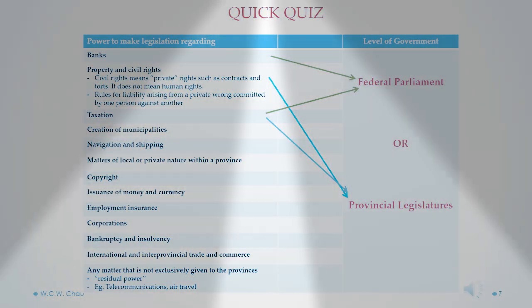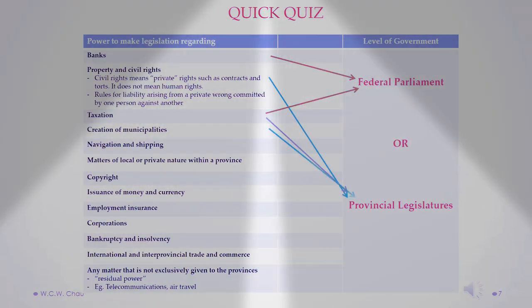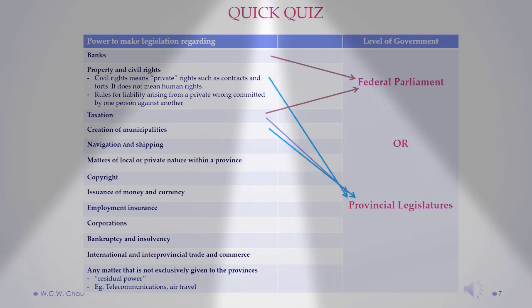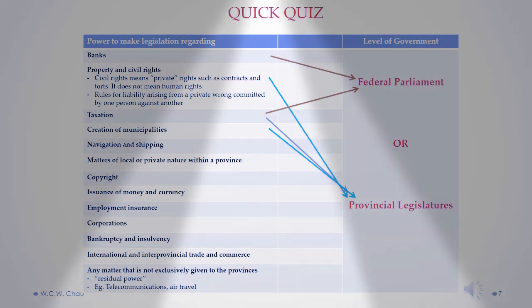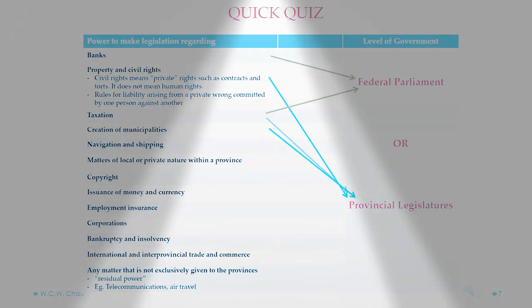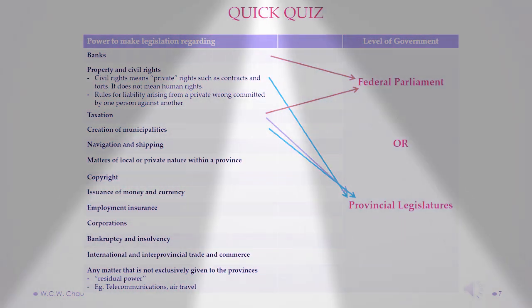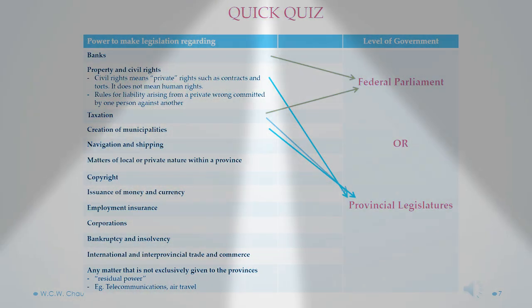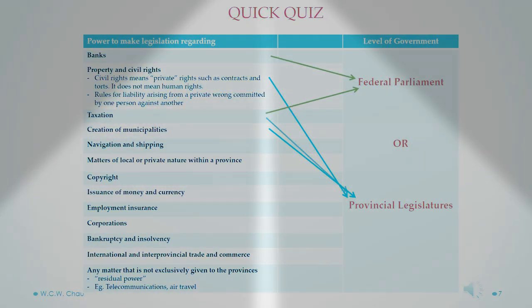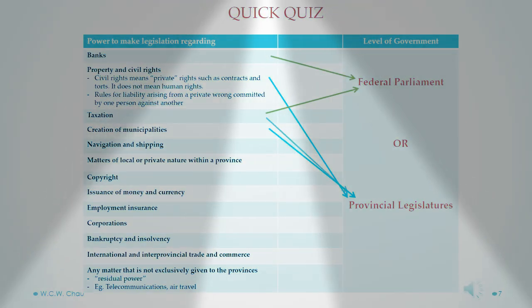The creation of municipalities belongs to the provinces under Section 92.8. So it's up to the provinces to create cities like the City of Mississauga or the City of Toronto or the Town of Lowfield. They're the ones that create the municipal governments and give these municipal governments the power to make bylaws.